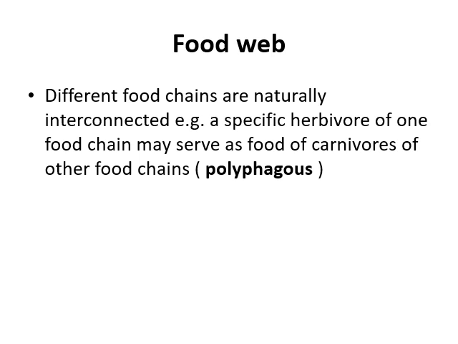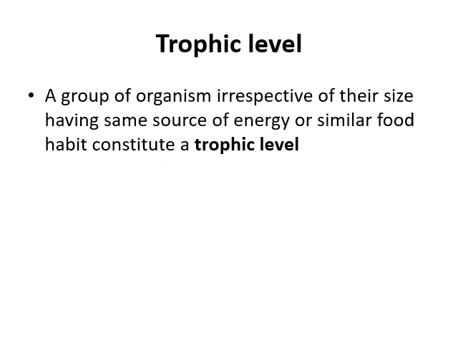So a food web is formed by interconnection of different food chains, and there are organisms which can eat different types of organisms, like a sparrow, the house sparrow. House sparrow can eat seeds, it can eat small insects as well. So organisms which can eat a variety of food items are called polyphagous organisms.